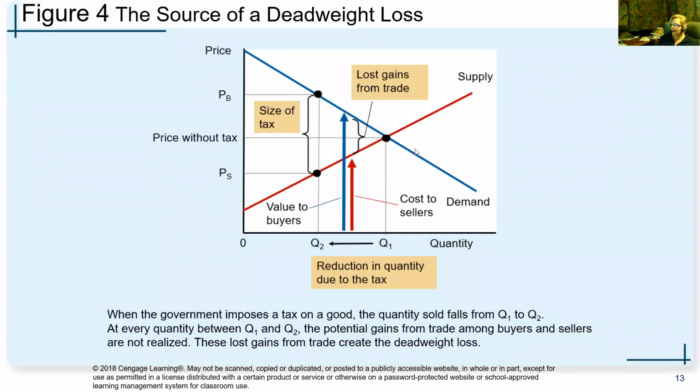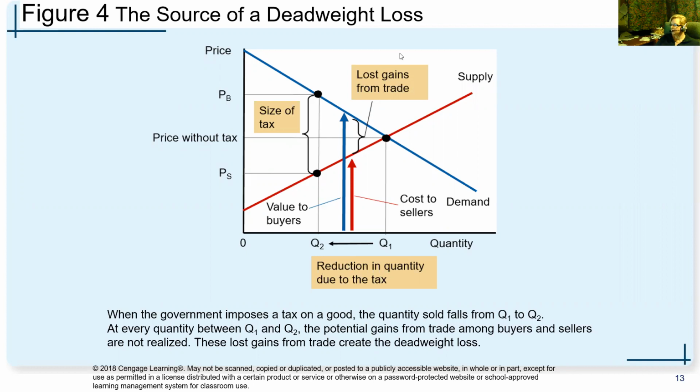Okay, now going back to this idea of only at quantity equilibrium, or in this case Q1, is the value to the buyers equal to the price to the sellers. I'm sorry, cost to the sellers. So only at Q1 is the value to the buyers equal to the cost to the sellers.